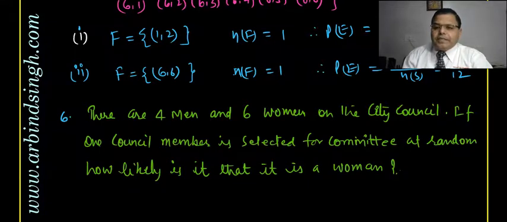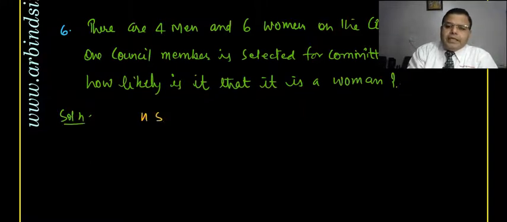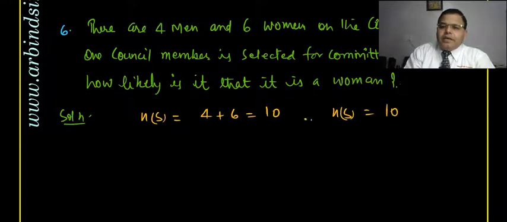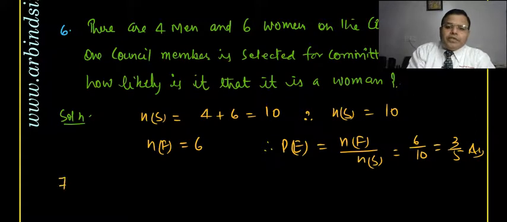Here 4 plus 6 is 10, so the total number is 10. So the solution is like this: NS is 4 plus 6, that is 10, since any one of them can be selected. The favorable outcome is 6, women only. Therefore, the probability of an event is NF by NS, that is 6 by 10, that is 3 by 5. Answer. This is a simple question.